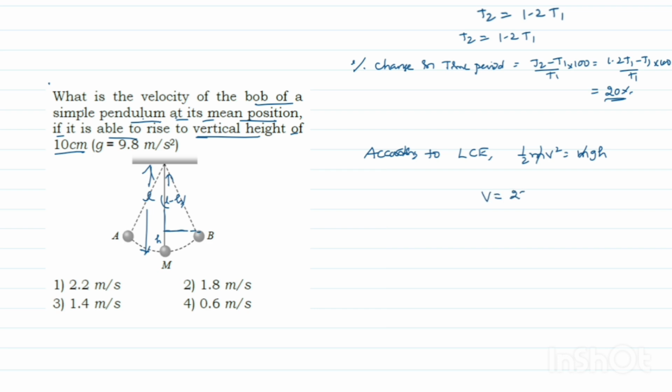V equals square root of 2gh. It's nothing but V equals square root of 2 into g, where g is 9.8, and the height is given as 10 centimeter, which is nothing but 0.1 meter. So the velocity of the bob at the mean position is nearly 1.4 meter per second.